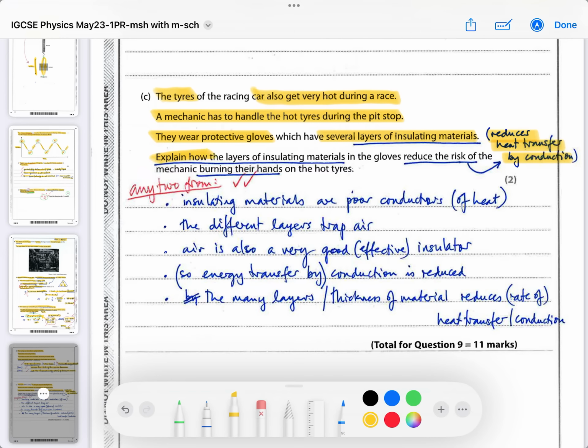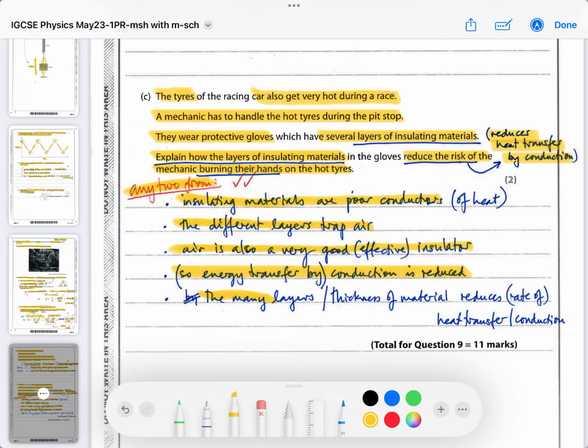So that's in solids. Explain how the layers of insulating materials in the gloves reduce the risk of the mechanic burning his or her hands on the hot tyre. All right, so any 2 points from here. Insulating materials are poor conductors of heat. The different layers trap air, and air is a very good or effective insulator. Okay, trapped air. So energy transfer by conduction is reduced.